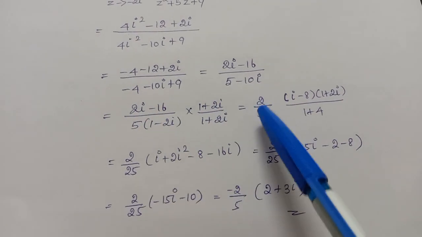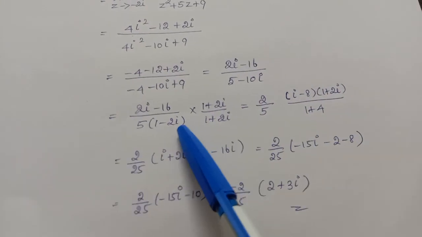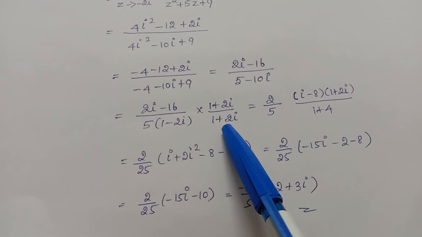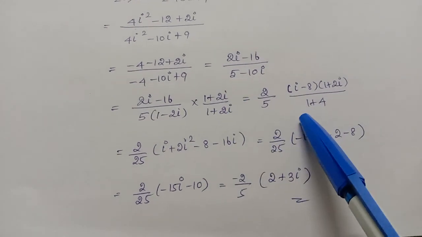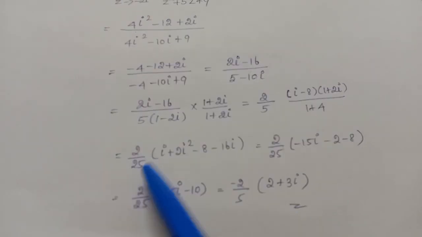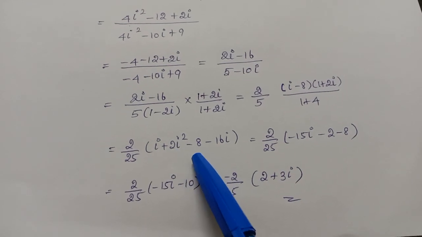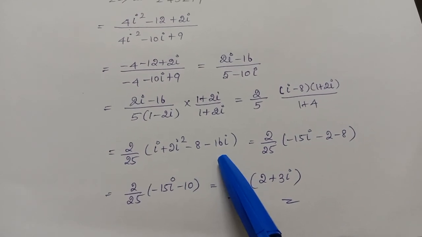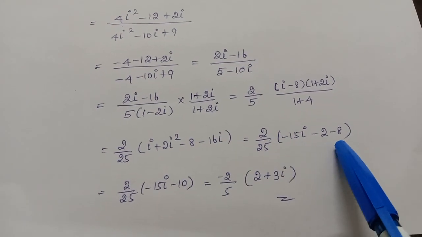Okay, so what we have, 2 by 5 into, this is i minus 8, into 1 plus 2i, by, here it is like a minus ib into a plus ib. For a minus ib into a plus ib, the formula is a square plus b square. So 1 plus 4. Okay, so 2 by 25 into, multiply the numerator, it is i plus 2i square minus 8 minus 16i. Right, equal to 2 by 25 into minus 15i minus 10.